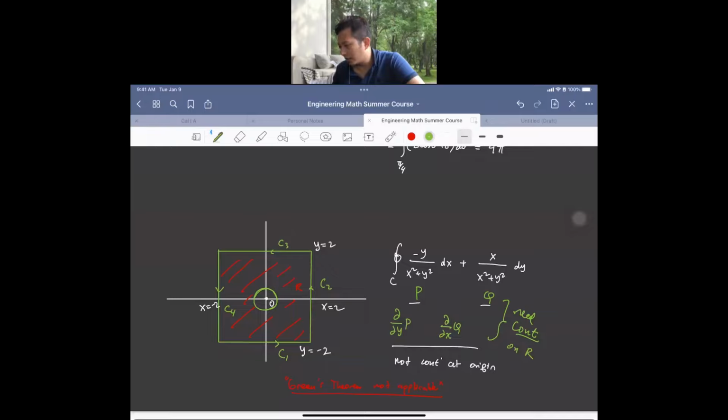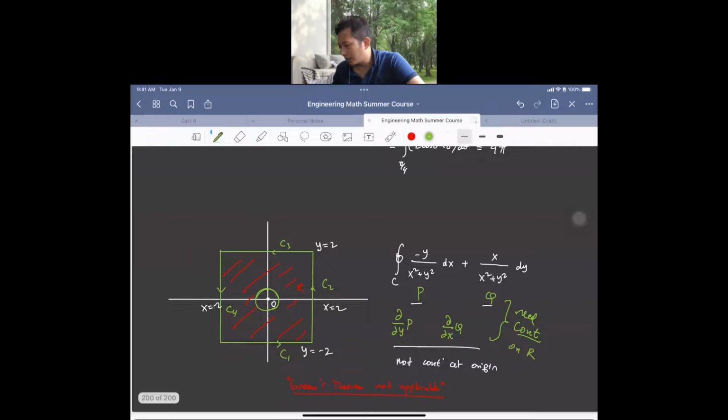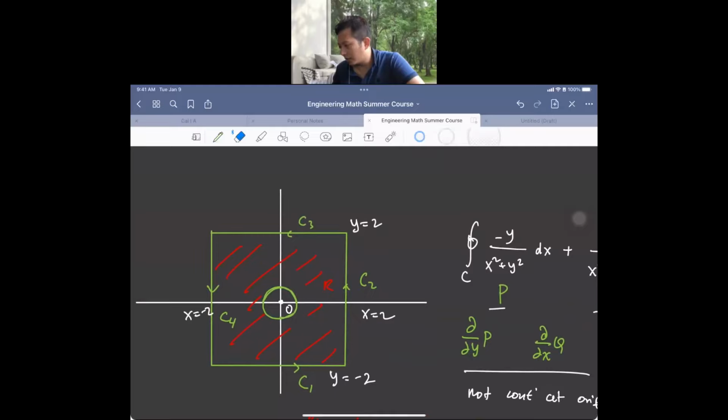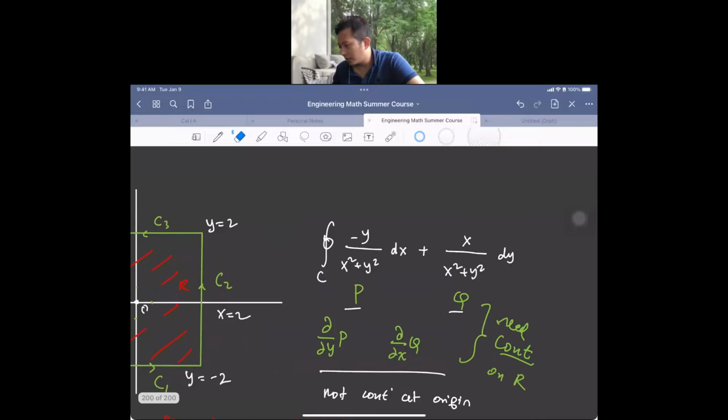So the idea is, if we have this region, let me erase this whole. You have this region R with the square and the segment, which is x from negative 2 to 2, y from negative 2 to 2, and you have this vector field that you need to evaluate. Okay, so you have this vector function here.